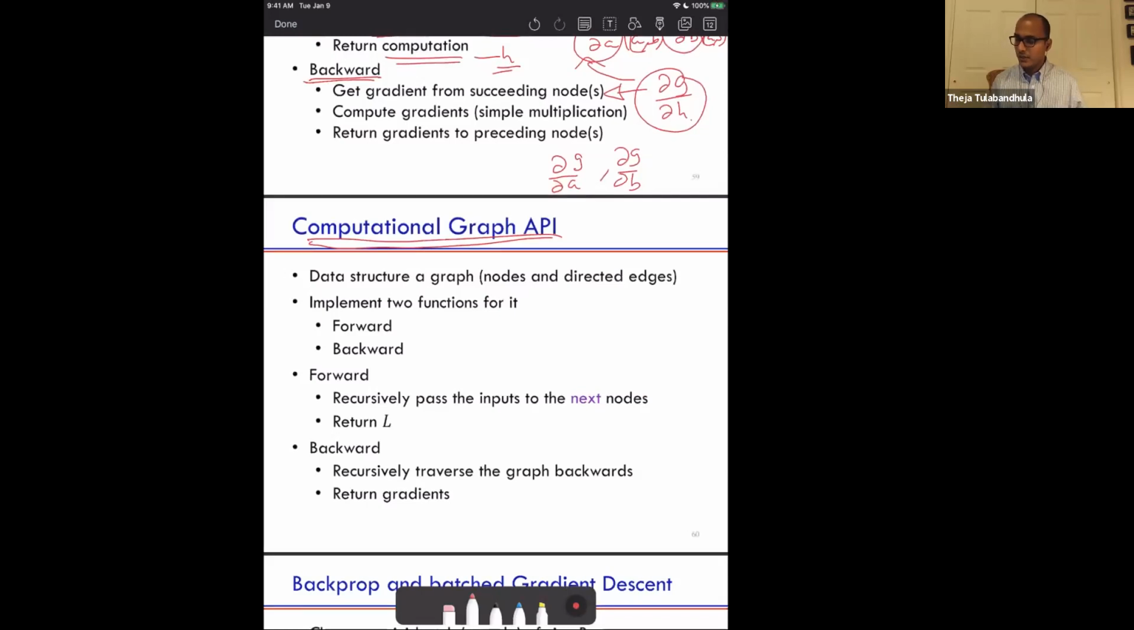Okay, so there are a lot of bullet points here, but let's just focus on two. You just recursively pass the inputs to the next nodes and keep computing the output. And recursively traverse the graph backwards and keep passing the local gradient times the incoming gradient all the way to whichever node you want to find the gradient with respect to.